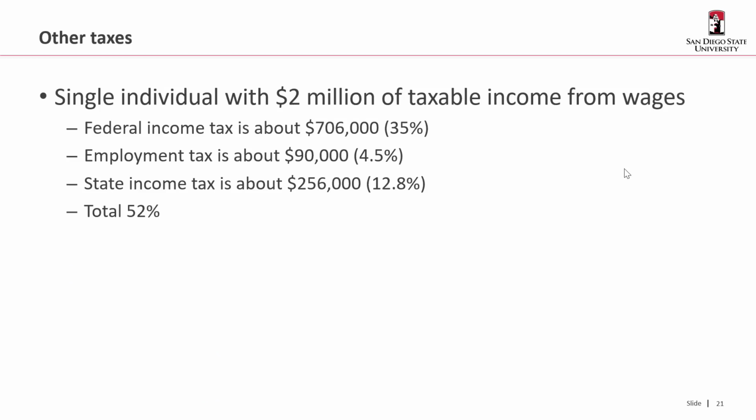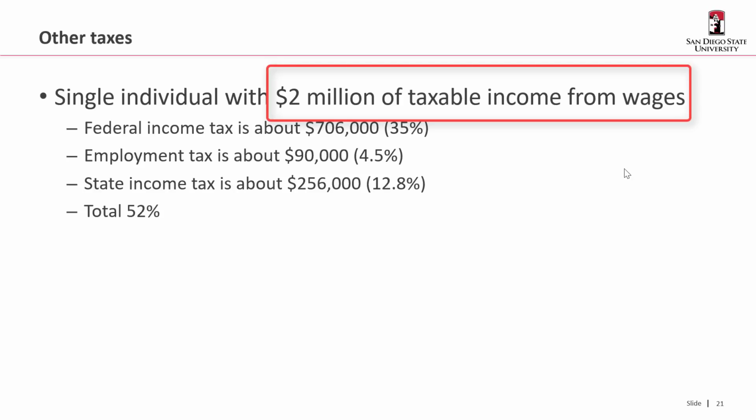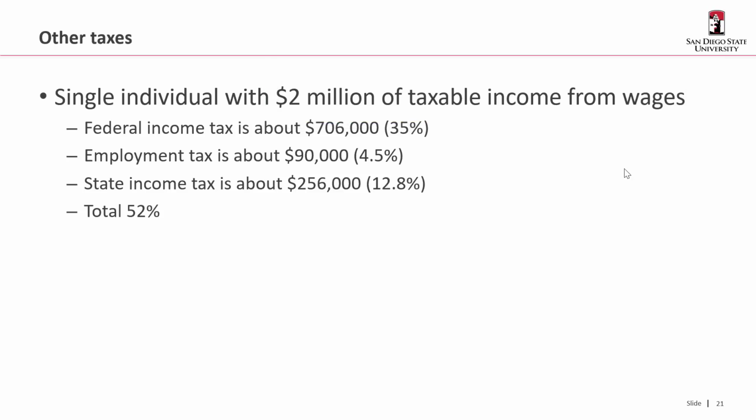So if we were trying to think about what is the total tax burden on wages, if we have a single individual who's pretty well off, $2 million of taxable income from wages, the federal income tax on that would be about $700,000. Employment taxes would be about $90,000. And state income taxes would be about $256,000. So the total income tax burden would be about 52% on someone who makes $2 million. So that's a pretty hefty chunk, but someone who makes $2 million, they're probably still doing okay.